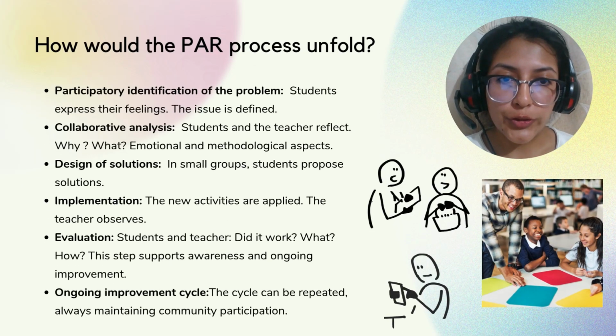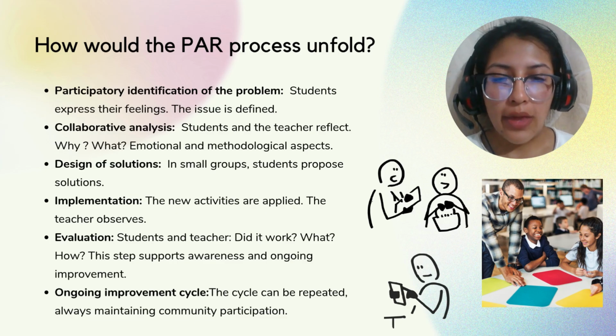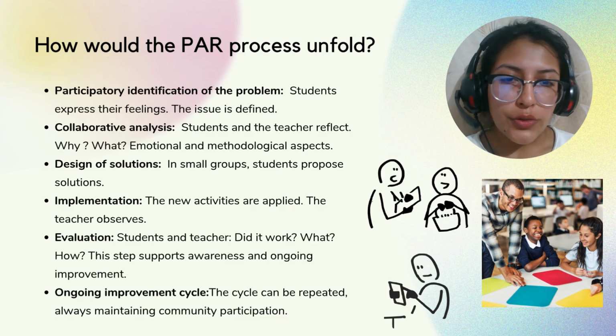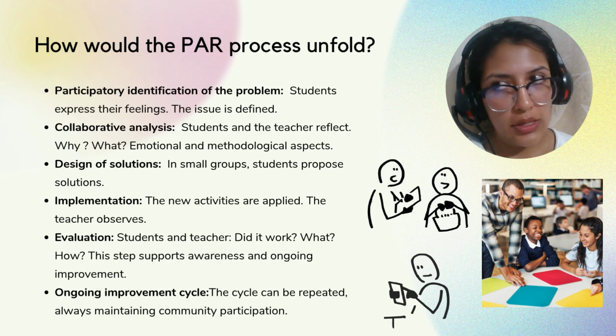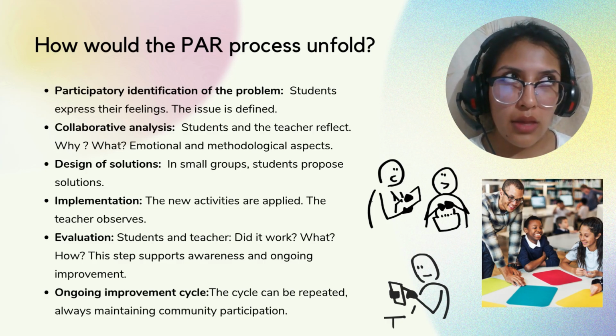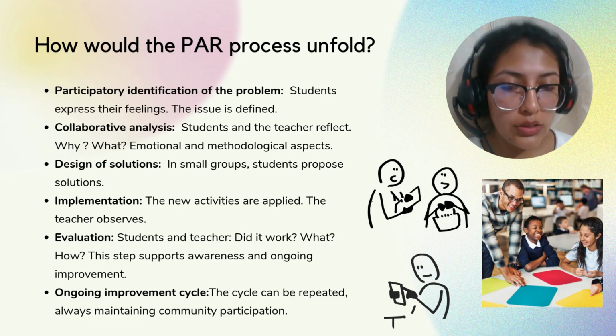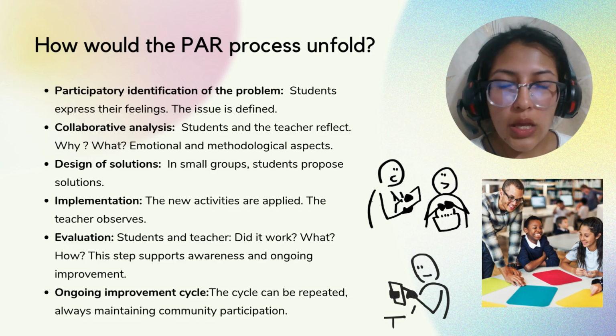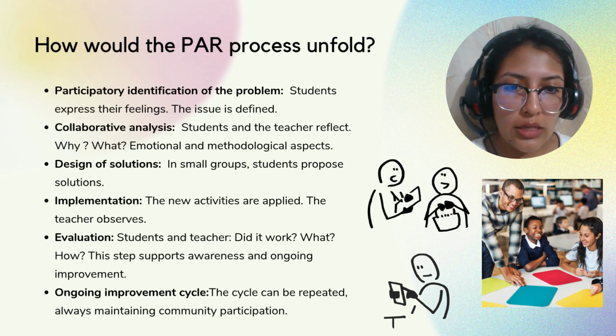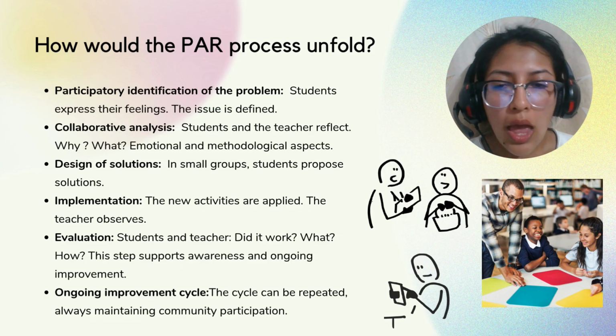Participatory action research process. The first step is to identify the problem. For example, through surveys or group discussions, students express their feelings about the speaking activities, so the issue is defined based on their life experiences. Also, collaborative analysis, where students and the teacher reflect on the root causes. Design of solutions: for example, in small groups, students propose ways to make speaking more engaging, with games, use of songs, and so on.